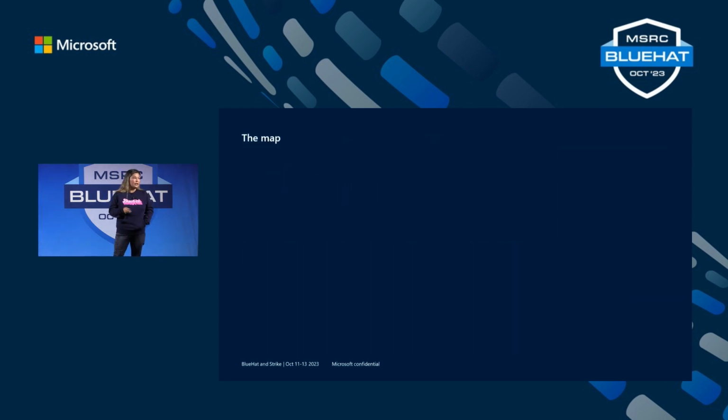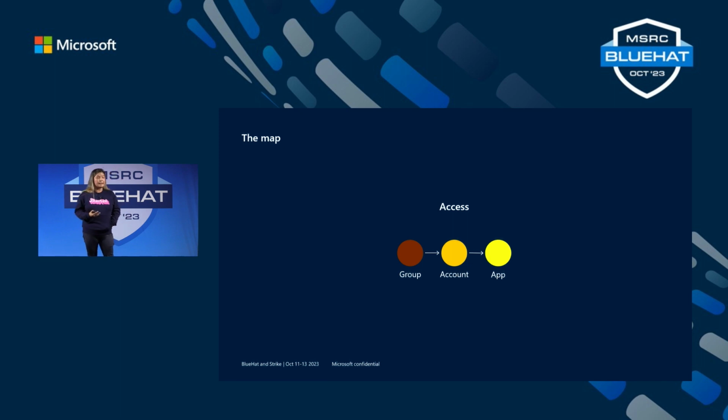So we're going to talk a little bit about our map, the map that we have built for our internal usage. Our map has a bunch of data in it, and one of the things that we have is access. Access can be something like this, where we have a group and a bunch of accounts that belong to that group, and then the permissions that those accounts have to particular apps or service principals.